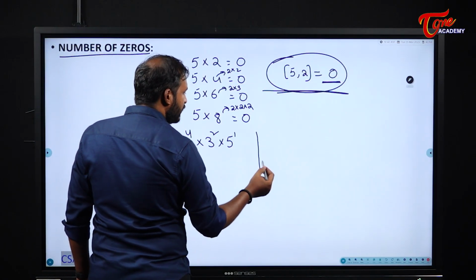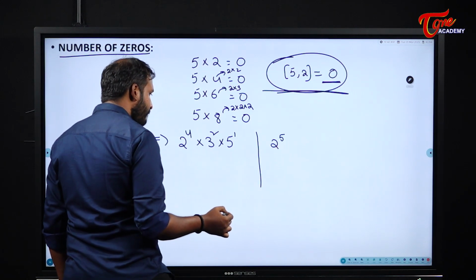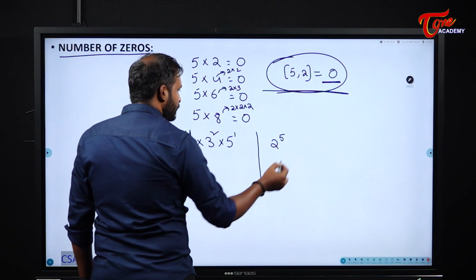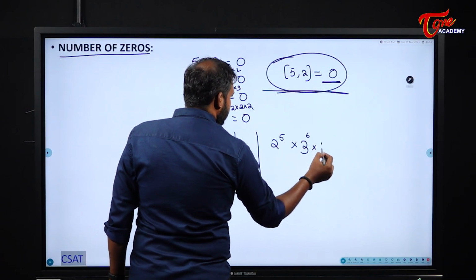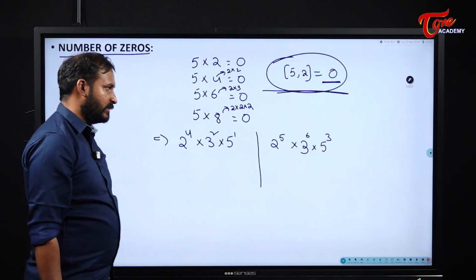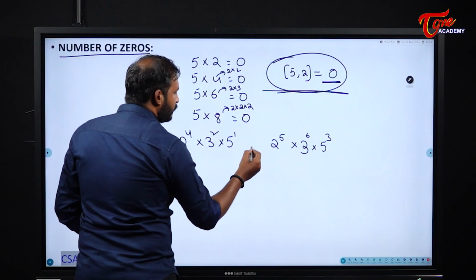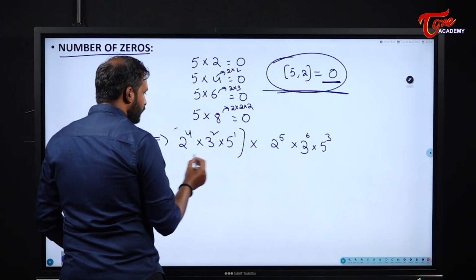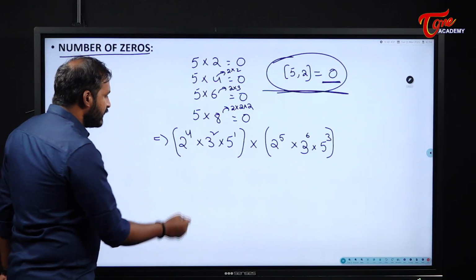One number is this one and the other number is 2 to the power of 5 into 3 to the power of 6 into 5 cube. Like this I got two numbers. Now I need to find the number of zeros for the product of these two numbers. So now when I multiply these two numbers, what can I write finally?